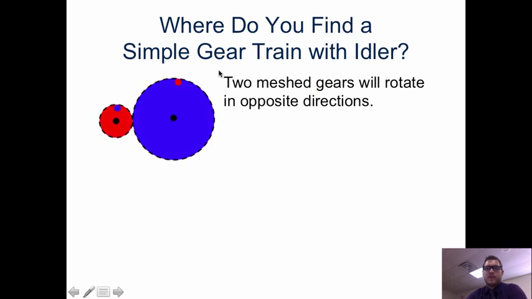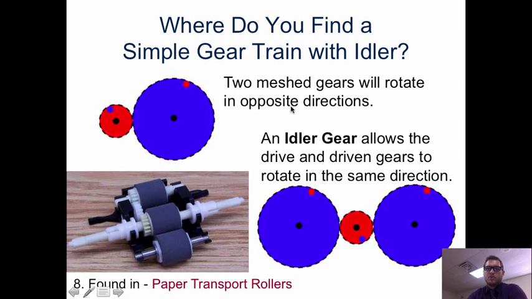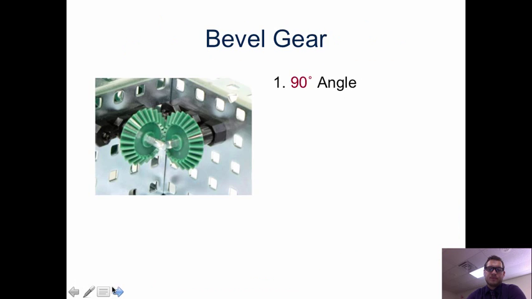Okay, where do we find simple gear trains with an idler? So two mesh gears will rotate in opposite direction. An idler gear allows the drive and driven gears to rotate in the same direction. If we look right here, you'll see this little gear in the middle. This is the idler gear. It's allowing this gear system and this gear system to turn in the same direction. That way, when paper is flowing over it or under it, it's not going to bind. Because if you have two pieces turning in opposite directions, the piece of paper will not go through the area in which it needs to follow.